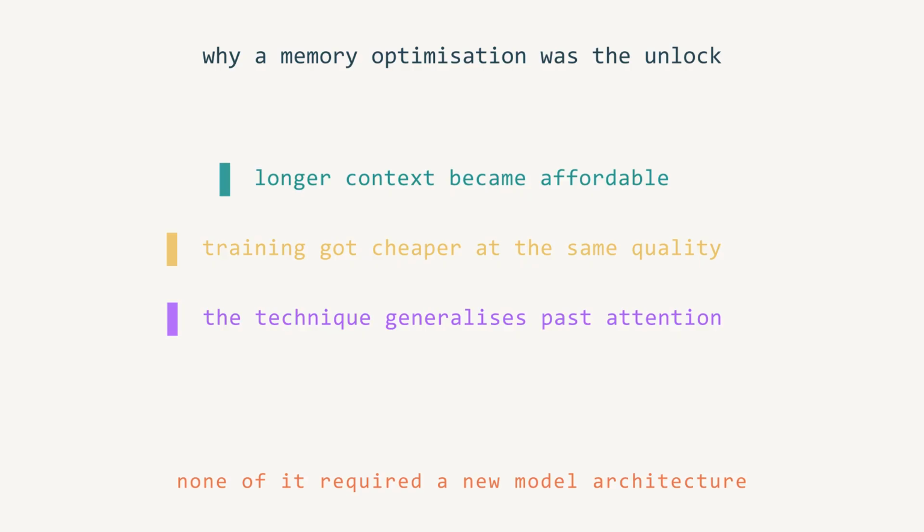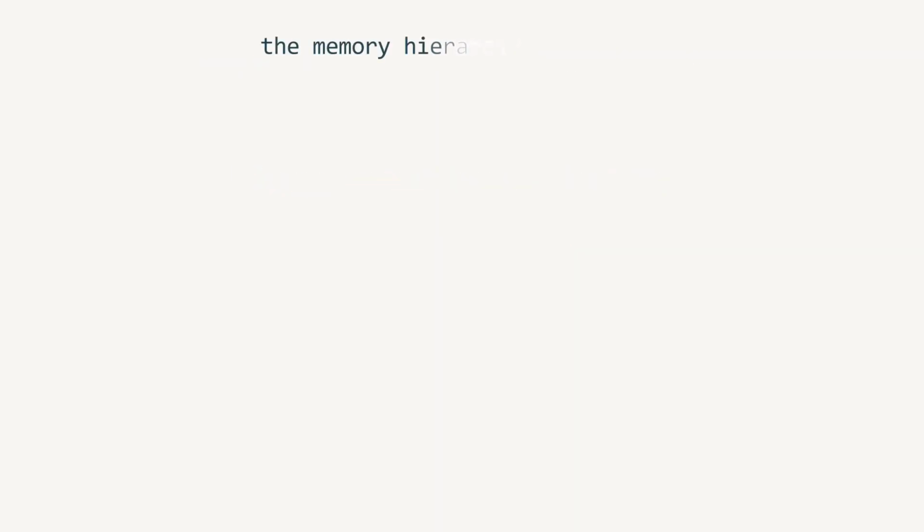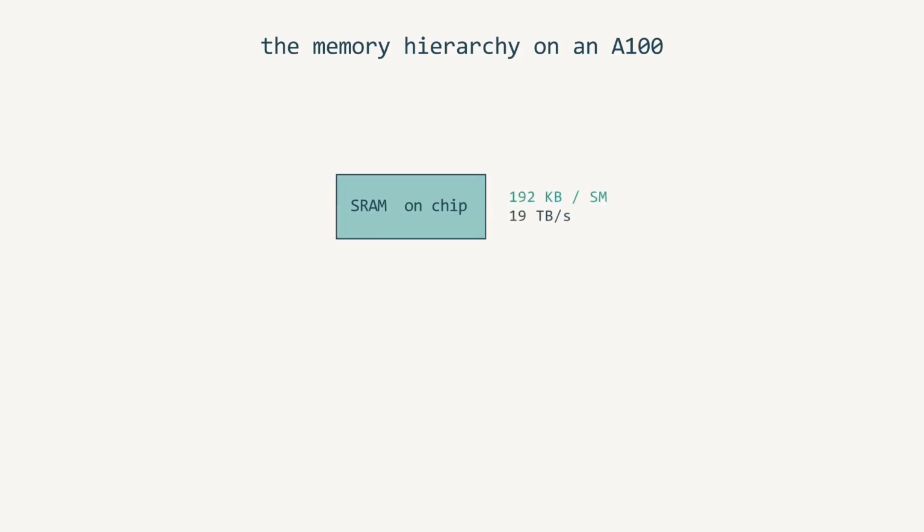By the end of this, you'll be able to say precisely why attention is memory-bound rather than compute-bound, what I/O-aware actually means as a design principle, how you tile an operation whose normalization depends on the whole row, which is the part that looks impossible, and why the result is provably close to optimal rather than merely clever. Start with the machine because everything follows from it.